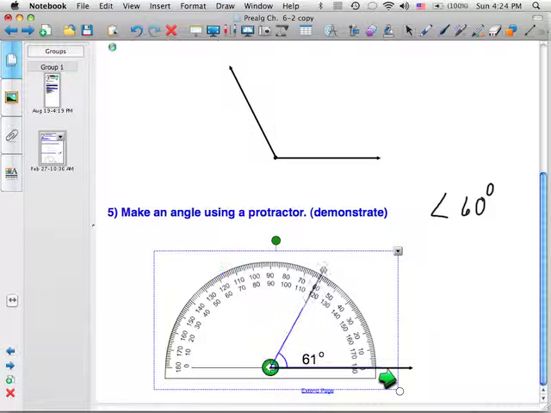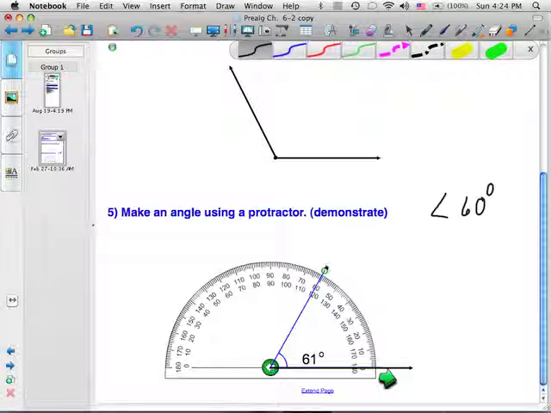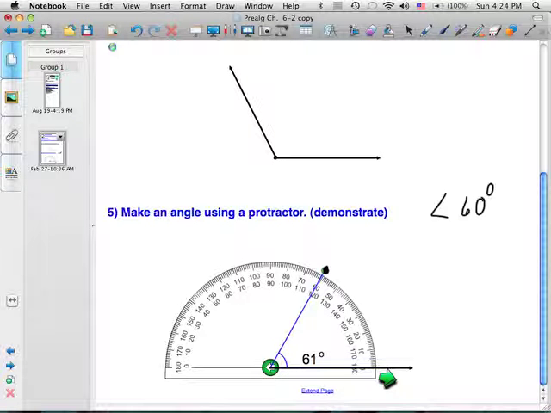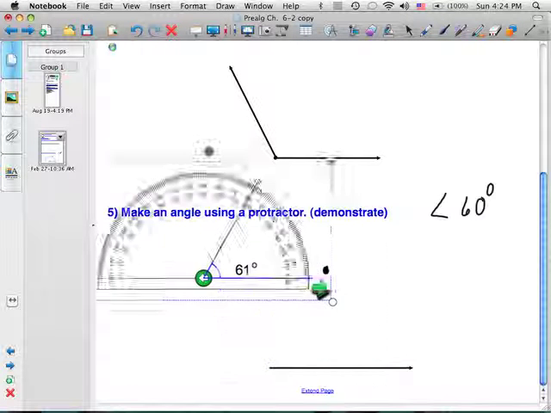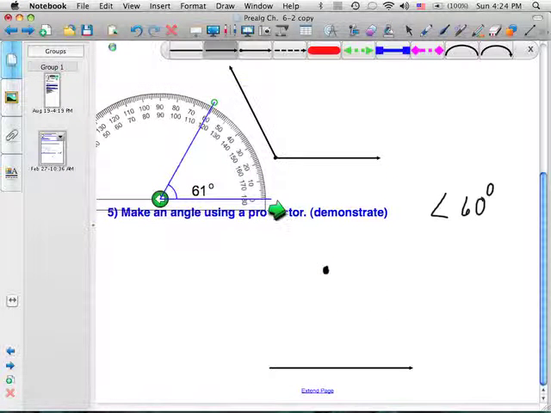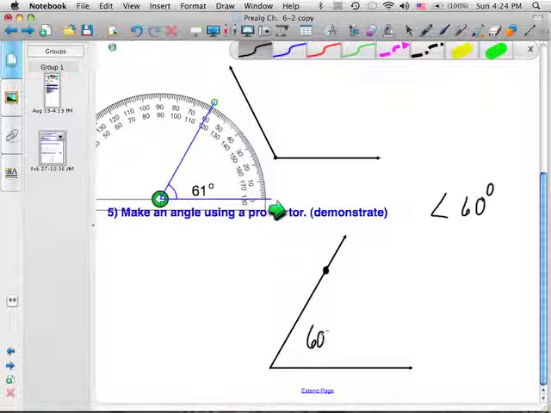Let's bring this over here. And you put a point there. Then move your protractor out of the way. Take a straight edge, which again can be the edge of your protractor, and from the vertex draw a line through that point. And then this is 60 degrees.